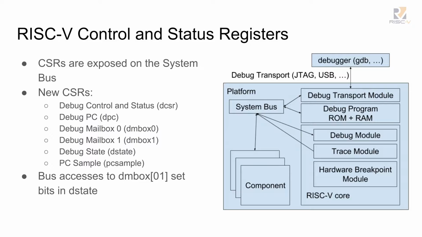The debugger will read the value of mbox 0, for instance. Accesses to these mailbox registers set some additional bits in the state register. So now the code that's running on the core can see, oh, the debugger has done whatever I expected it to do, and continue on to the next step.